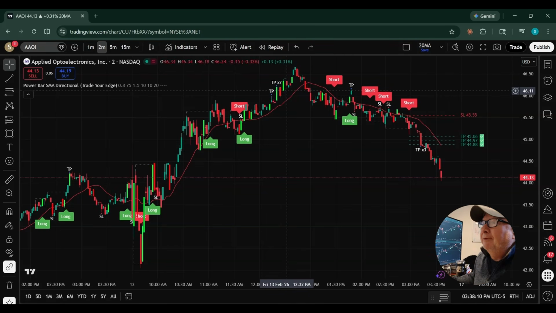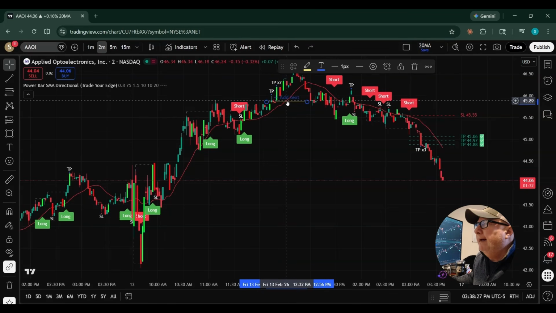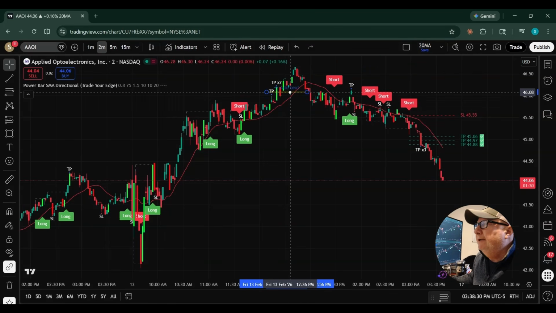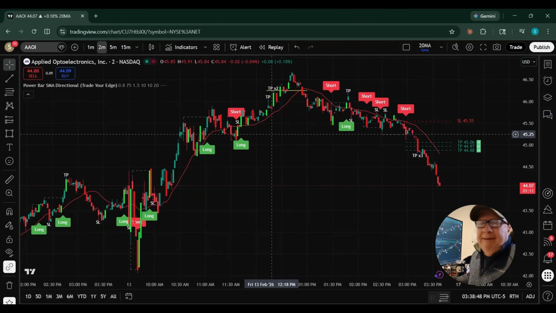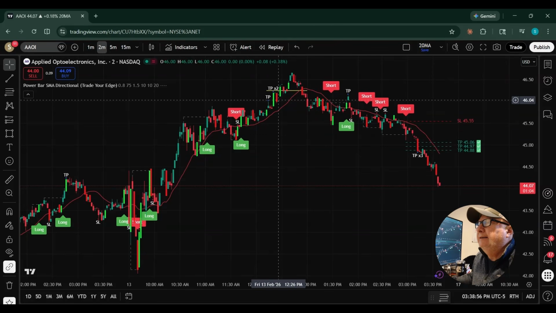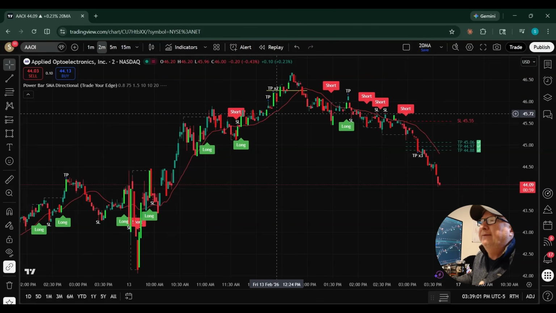A great way to move the stop with power bars is to move it to the bottom of the power bar. Stop to here, right? A stop to here on this power bar. As you get another power bar, a stop to here. As you get another nice move up, the stop up to here. And again, depending on how you take profit, how you manage a trade, it doesn't just have to be these take profits that I have in my indicator.